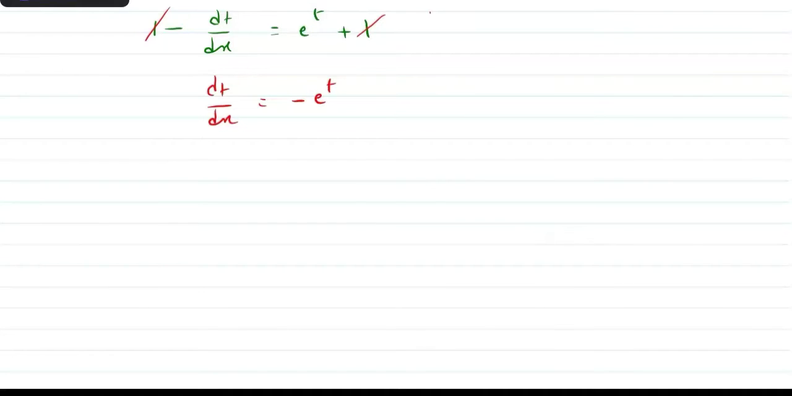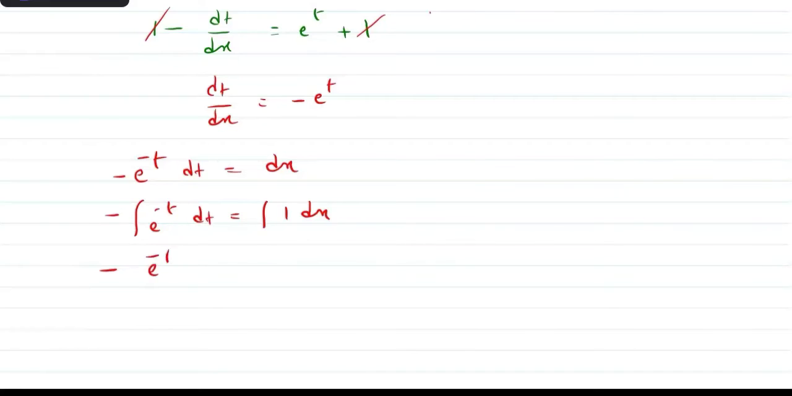Now bring this e^t to the left-hand side by the variable separable method. What you will get: already there is a minus, so −e^(−t) dt = dx. Now take the integral on both sides. The integral of e^(−t) dt equals the integral of 1 dx. So minus, the integral of e^(−t) is e^(−t) divided by minus, because the t coefficient is −1. The integral of 1 is x + c.